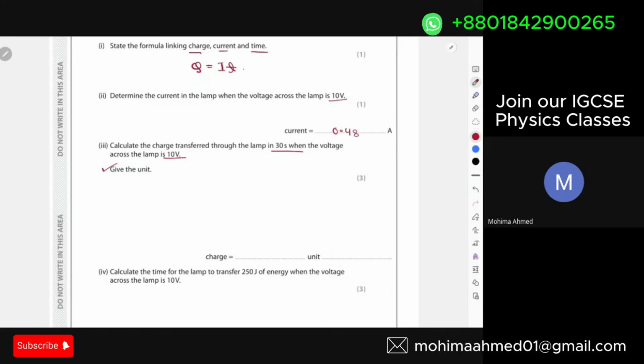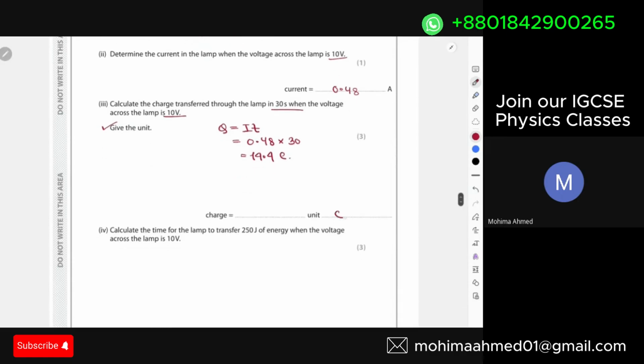30 seconds and 10 volt mean that over here I have to use Q equals I T. I is current, right? Current is 0.48 multiplied with 30 seconds. So we just have to multiply them. 0.48 with 30 is 14.4. 14.4 coulombs. And this is the coulomb unit, and you get 14.4 here.